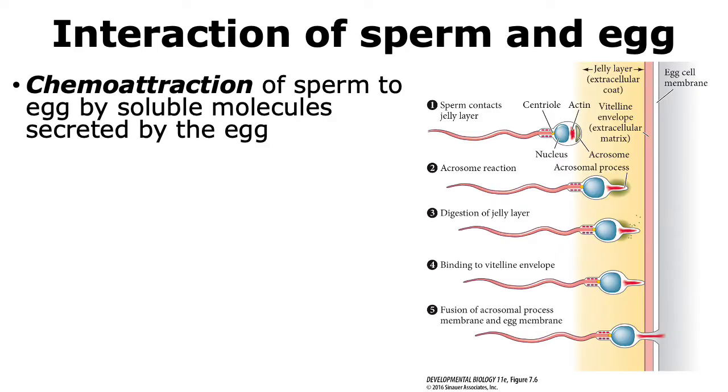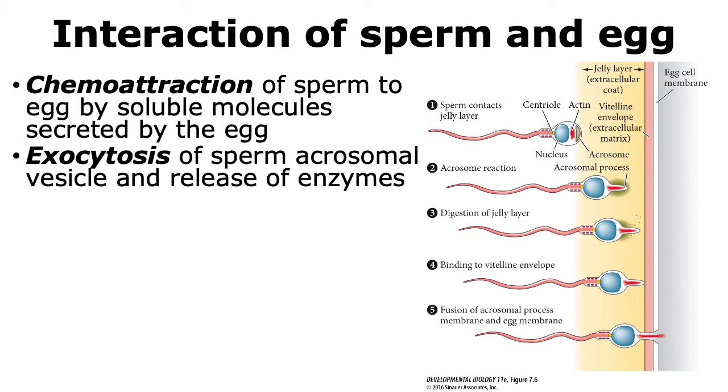In order for fertilization to occur, the sperm and the egg have to be able to interact. And the first step in this process is chemoattraction, where the sperm is able to follow a trail of molecules secreted by the egg so that it can go close to the egg and find the egg's location. Once the sperm has been able to find the egg, the process of exocytosis occurs where the sperm's acrosomal vesicle is able to release the enzymes that are present in it.